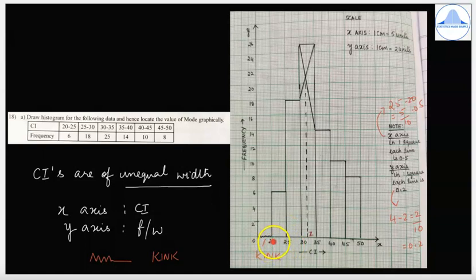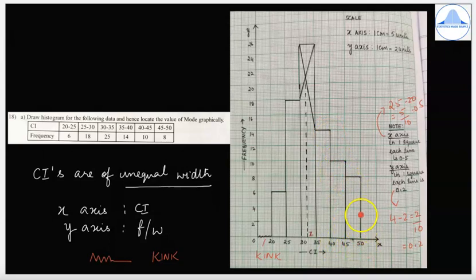Now start with the first class interval. The first class interval is 20 to 25. So taking the first class interval as the base of the rectangle, you should draw a rectangle with height of 6. That is the corresponding frequency. Similarly, for 25 to 30, draw the height of the rectangle up to 18. Then for 30 to 35, you have to draw the rectangle with height as 25. Then 35 to 40, the height of the rectangle is up to 14. 40 to 45, the height of the rectangle is 10.